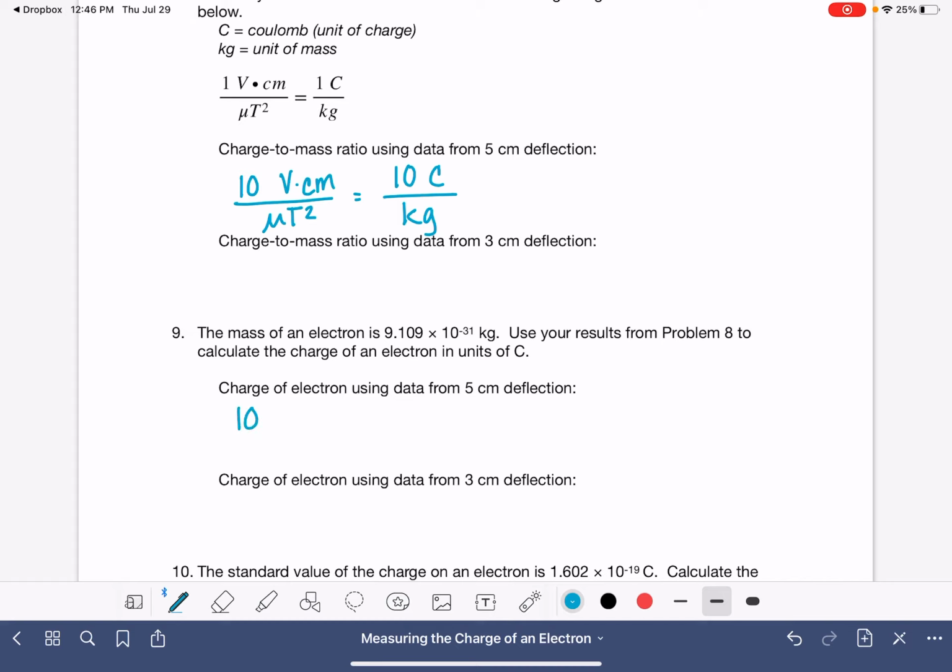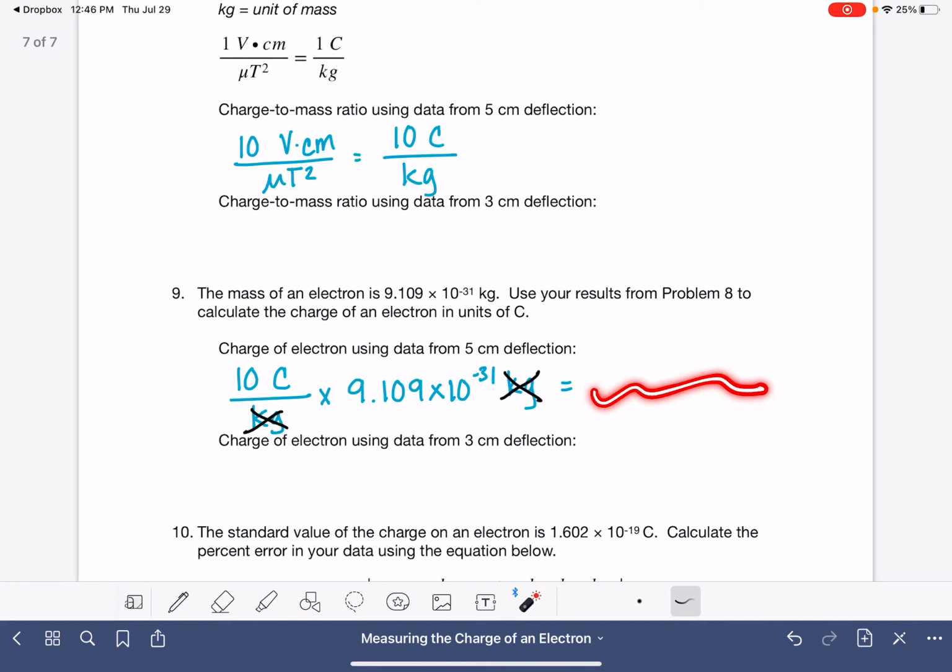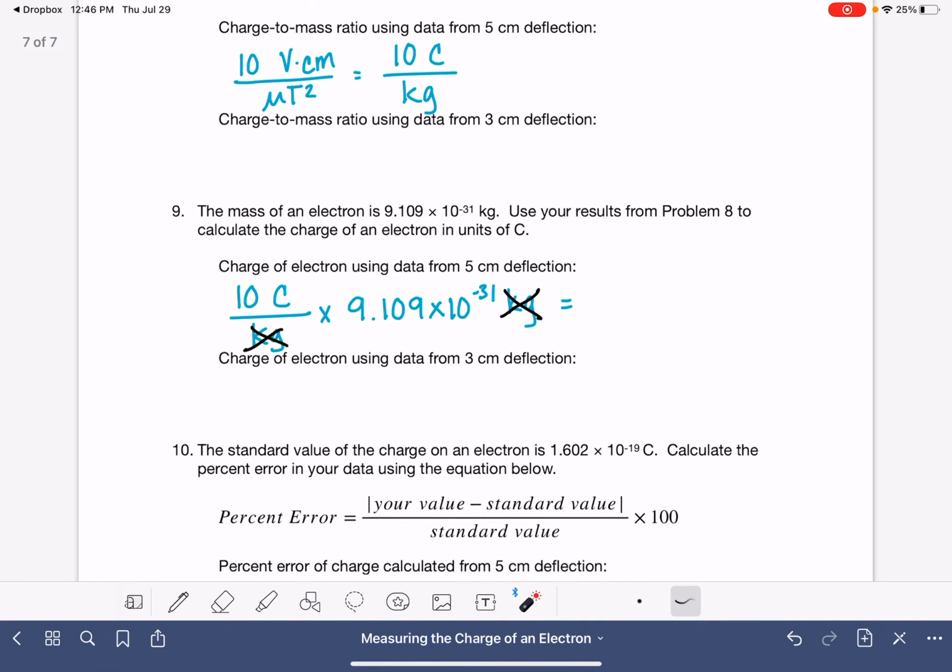And then we're going to come down here with that data, 10 coulombs per kilogram, and what we want to do is multiply it by the mass of the electron in units of kilogram, because what we're trying to do is eliminate that kilogram unit completely and just isolate the coulomb unit. Just get it down to charge in terms of coulomb. So you're going to do the math out here, you're going to get coulombs.